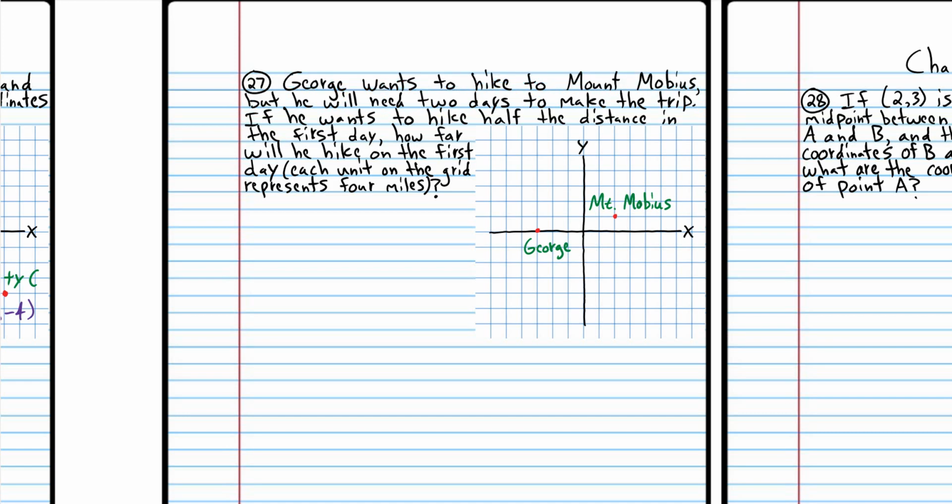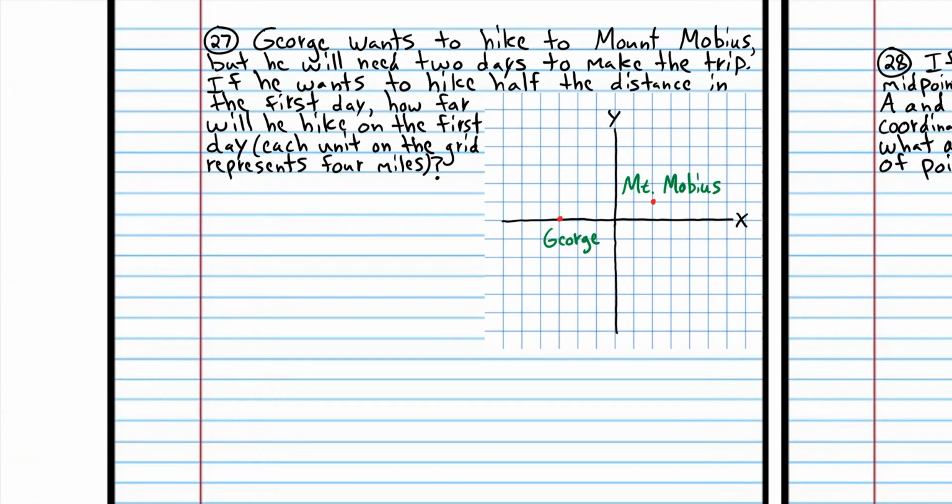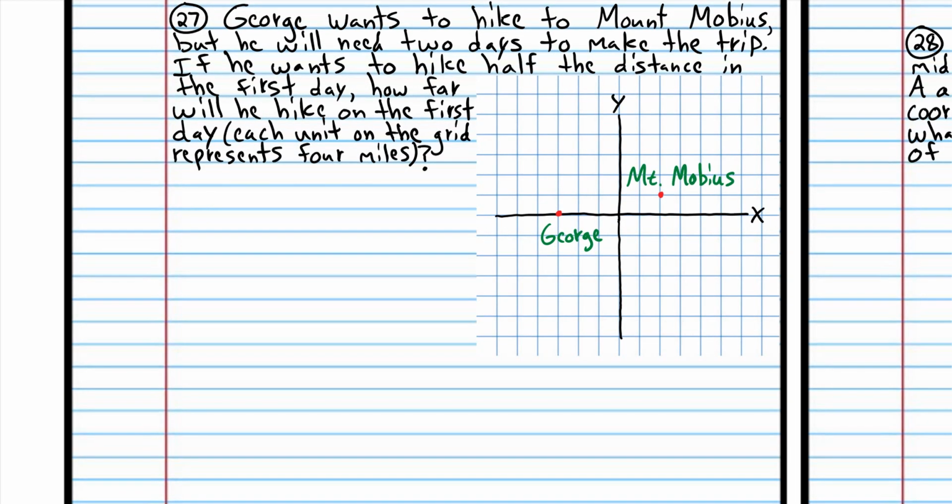So this is just kind of a variation problem. First we're going to write the coordinates. We're going to find the distance between these 2 points, and then we're just going to divide it by 2. So Mount Mobius, those coordinates are 2, 1. You can see just by looking. And George is -3, or excuse me, -3, 0. So now we just use the distance formula, or you can use your triangle, however you want to do it.